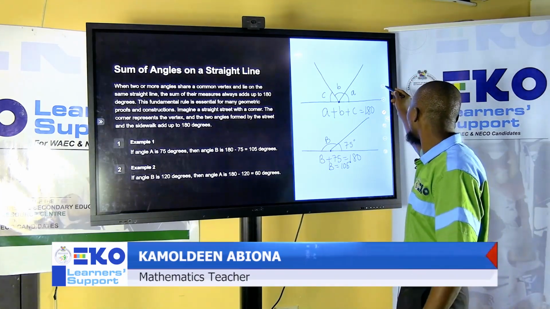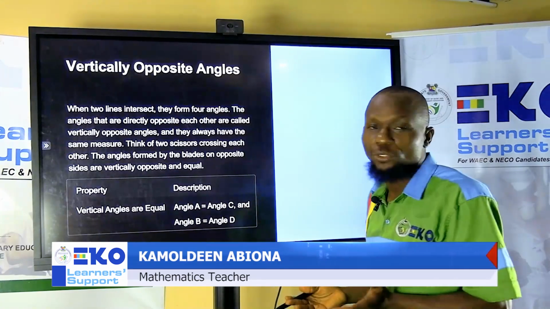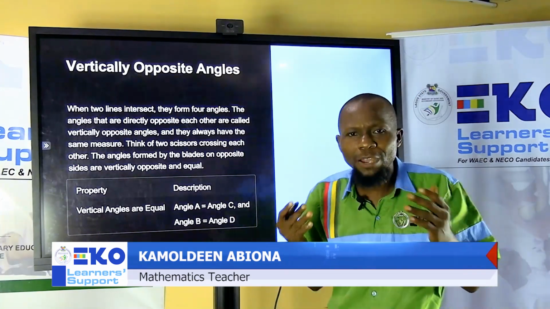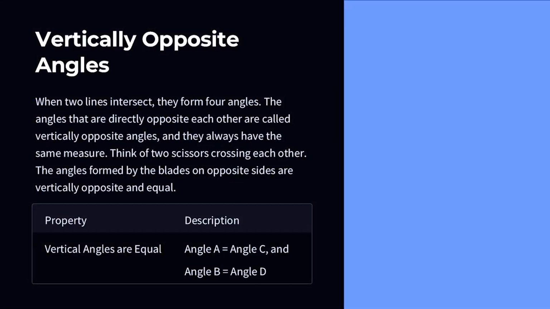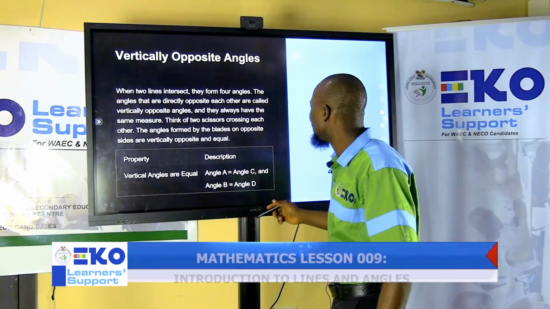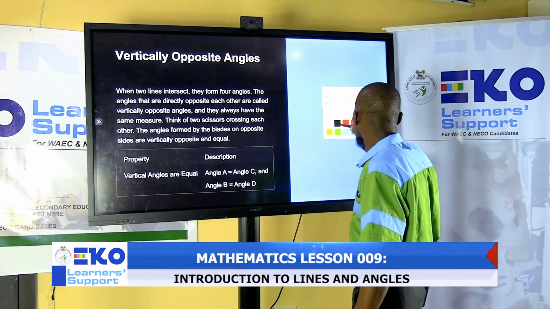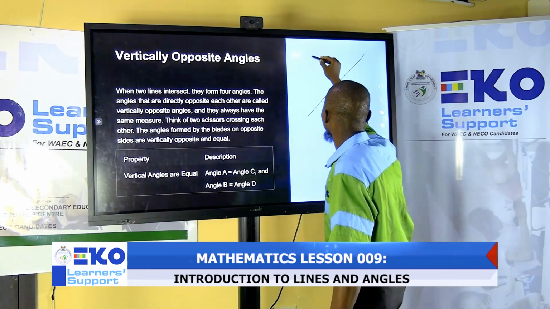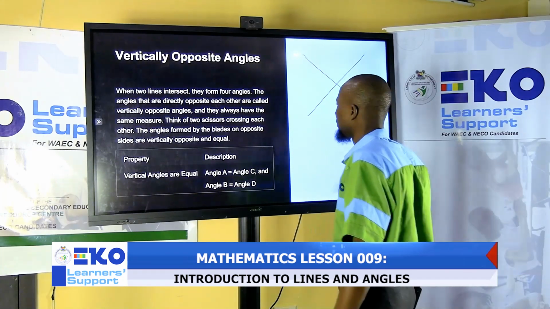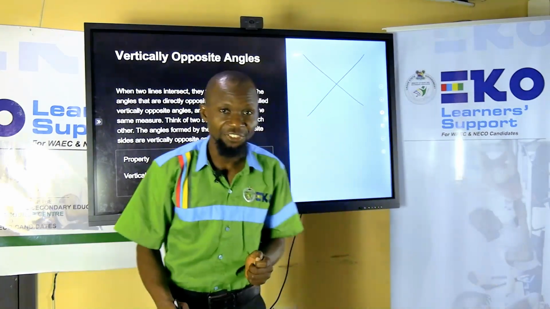So that is that. Now we move to another concept, which is vertically opposite angles. So what do we mean by vertically opposite angles? In this case, we have two lines intersecting. Do you remember what we mean by intersect? When we say two lines intersect, it means they cross, like this. Another one is coming like this. So they form what we call an X.